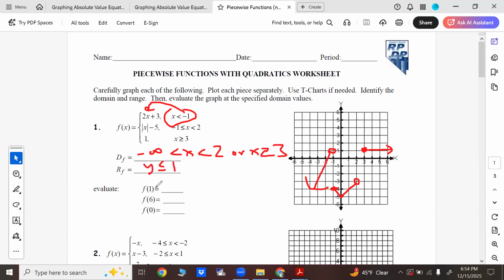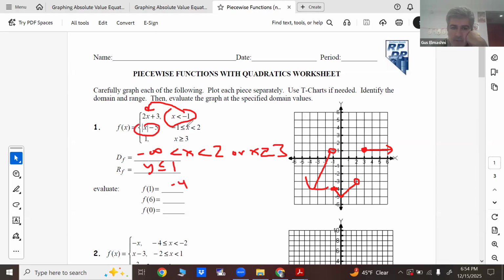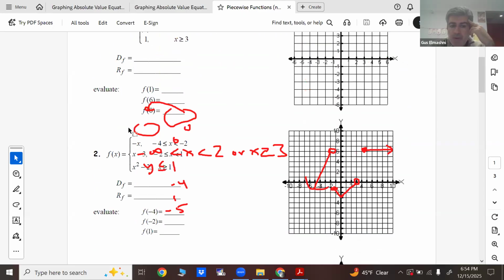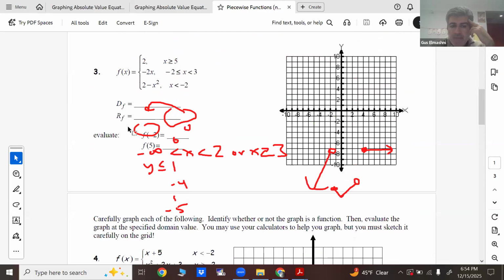F of 1, put 1 back in, over here, it looks like it's -4. Plus you throw into this equation because that's where 1 fits in right there. 6 fits in over here, so that's 1. 0 also fits in over here, which is -5. So that's how you go about doing the piecewise. And these are obviously not linear.